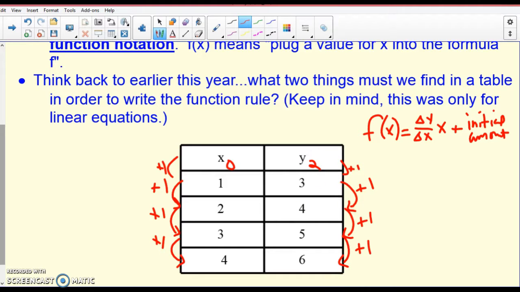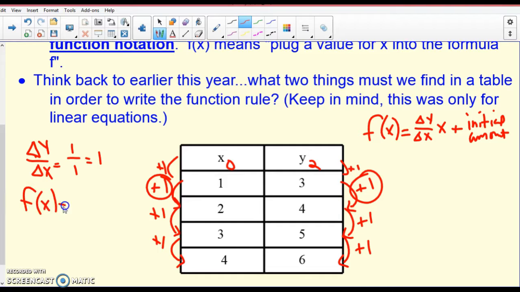So, my function rule, change in Y over change in X is 1 over 1. Remember, delta Y over delta X means change in. And if you don't know that, you better write those words down. My change in Y is 1. My change in X is 1. So 1 over 1 is 1. So my function rule, F of X, is my change in Y over change in X, which is 1X, plus my starting amount, 2.